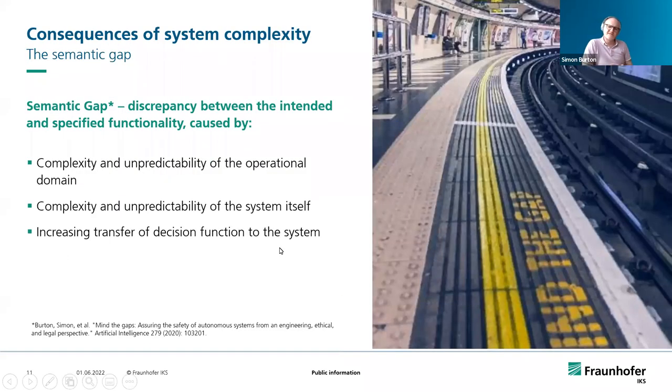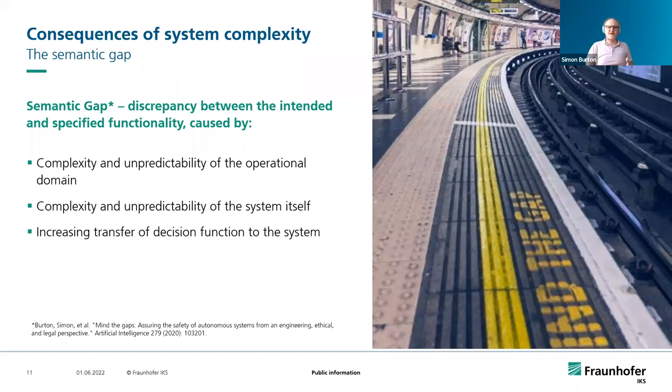And one of the consequences of this is what we call, in the paper referenced here, the semantic gap. The semantic gap really is a way of describing this lack of knowledge, this gap which appears because we cannot predict in total the behavior of our system. And effectively, the semantic gap is a discrepancy between our intended behavior of the system, how we think the system should behave and will behave, and our ability to actually specify that functionality in detail.